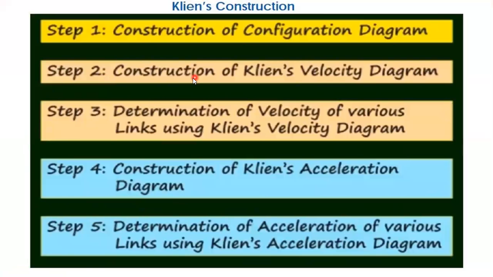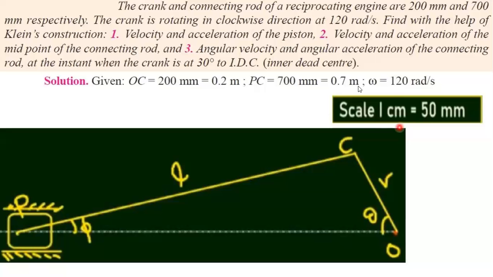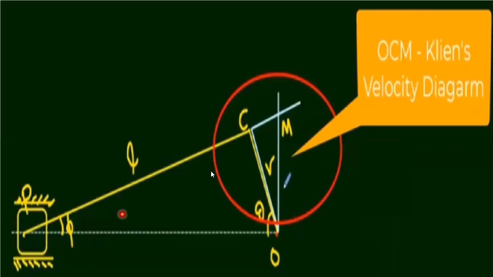Second step is construction of Klien's velocity diagram. We're going to construct the Klien velocity diagram. Don't get messed up with this, it's very easy. Just follow as I say. Now what you're going to do? Just draw a line perpendicular to point O to some certain distance. Then extend the connecting rod length to a certain distance so that these two lines meet or intersect.